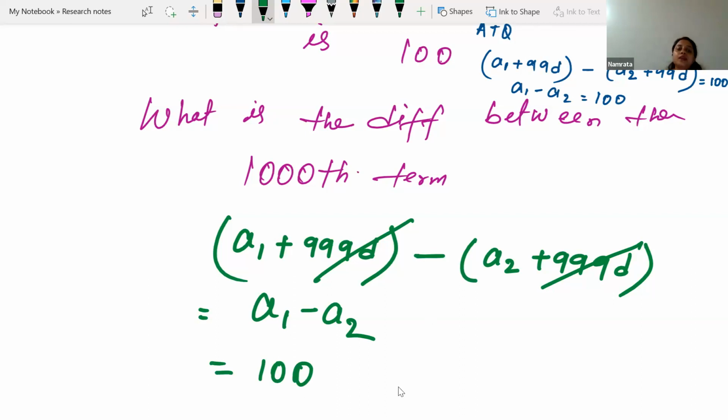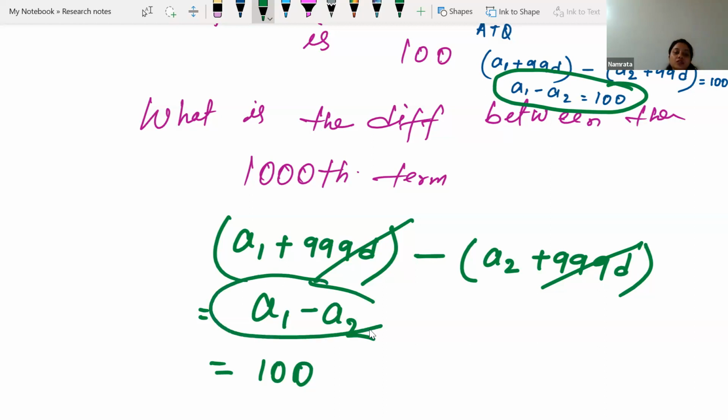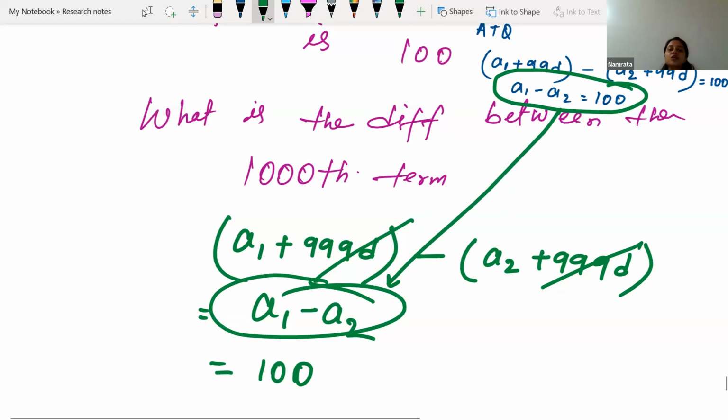So we ended up getting the same result. Here we were not able to find A1 and A2, and that we have got as 100. It's okay. We have kept that condition in hand. Later on, if possible, we will use that condition, and here it was possible to use it as it is. So we took this value and substituted it here, and that way we ended up finding the difference between the thousandth terms.